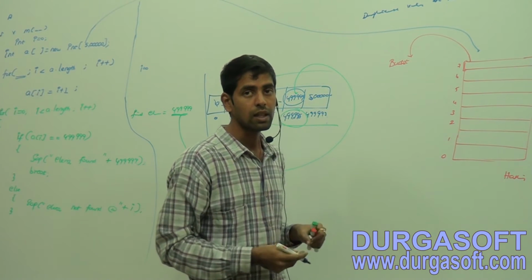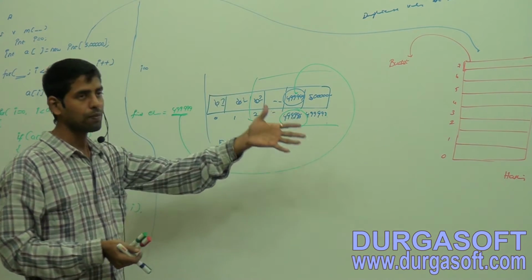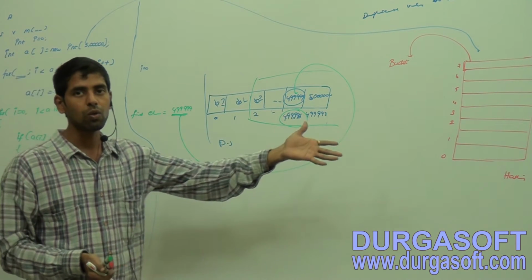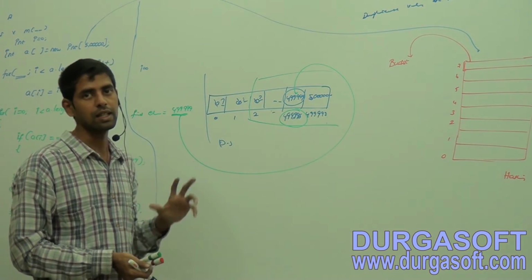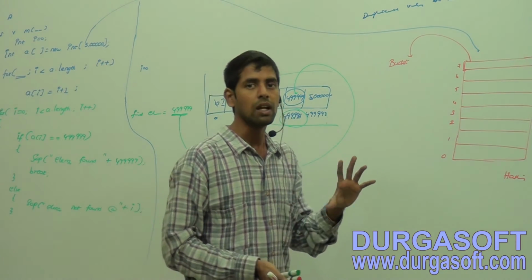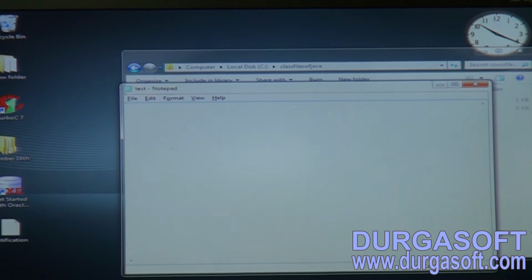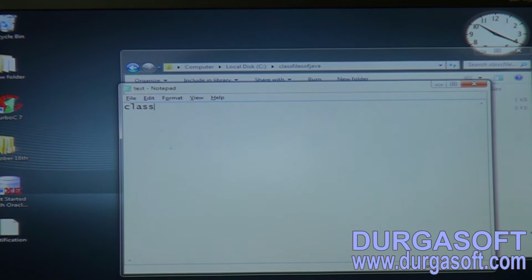Definitely some interviewers will ask, why can't you go for an array instead of hashing? Why are you going for hashing if you have an array itself to store and retrieve the data? Such types of questions will be there in interviews. It depends upon the interviewer. Now observe, let me develop that code.